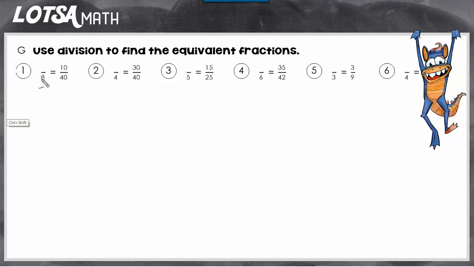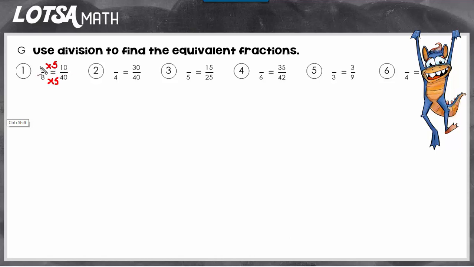Well, if we look at this denominator 8, we can see it's been multiplied to get to 40. So 8 times 5 is 40, right? Well, what we do on the bottom, we have to do on the top as well. But this is where it gets difficult because you don't have the number here to multiply by 5. So what you can do is think about it backwards.